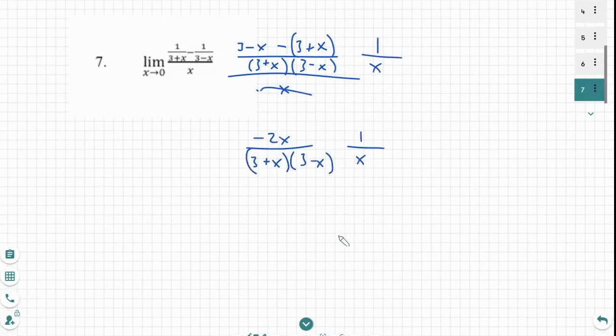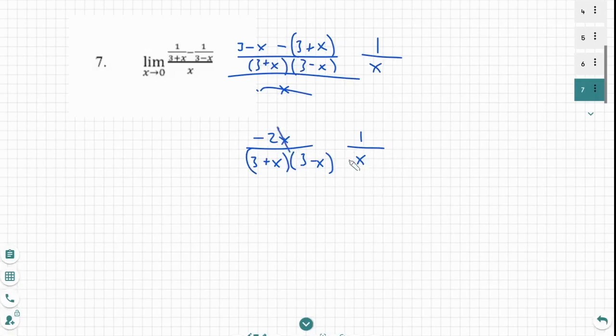Is this what you have so far? Do you want to actually multiply it all out? You shouldn't need to. Remember, the goal is to cancel out what's causing the 0 over 0. And you can't have it being multiplied by an x, right? Because that's just going to always make it 0. What's causing the 0 over 0? You cancel the x's, you get negative 2 over 3 plus x, 3 minus x.